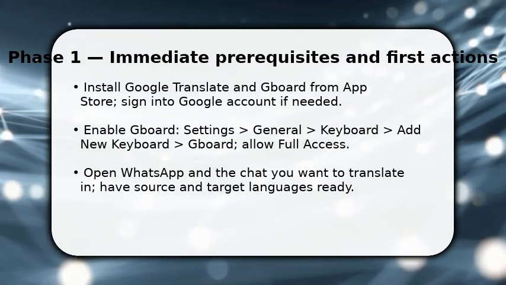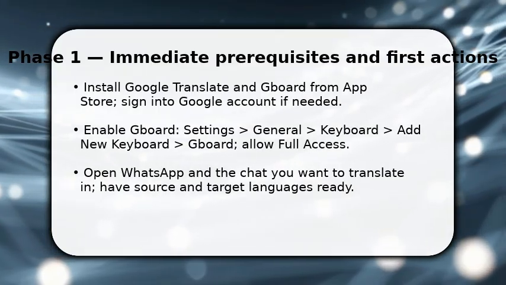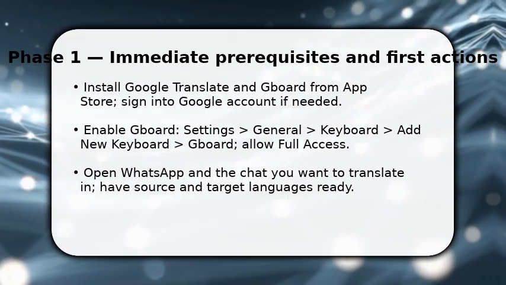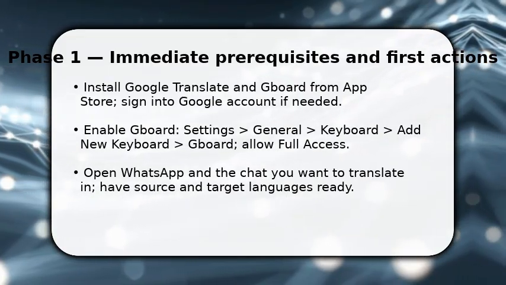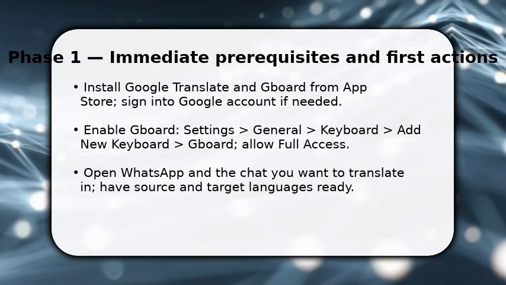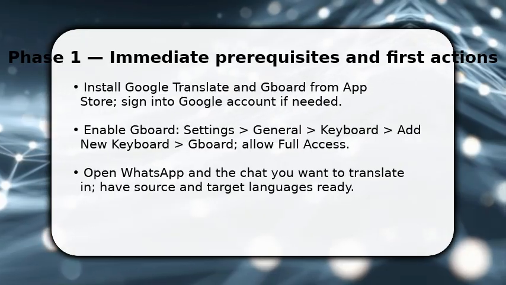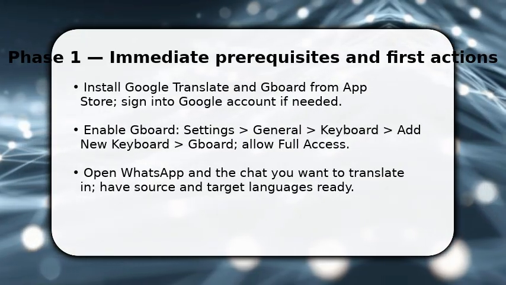You'll start by installing Google Translate and Gboard, then enable Gboard as a keyboard with full access. Once done, open WhatsApp and pick the chat you want to translate into another language. Make sure you know the source and target languages. Now switch keyboards to Gboard, tap the globe icon.